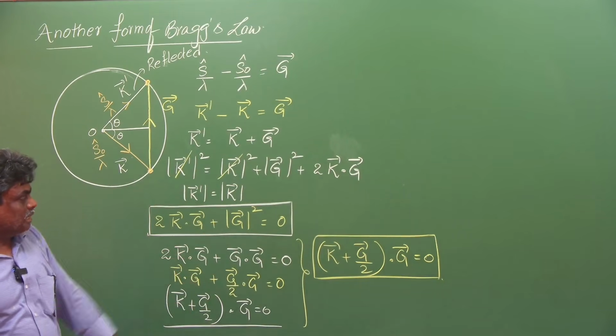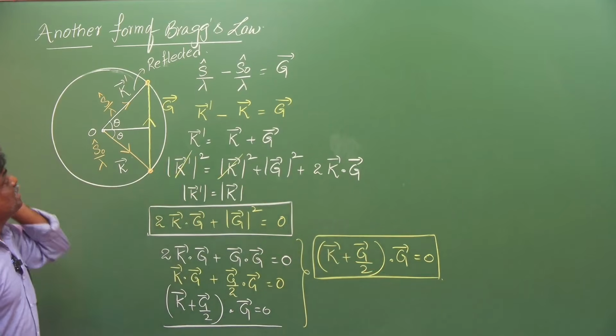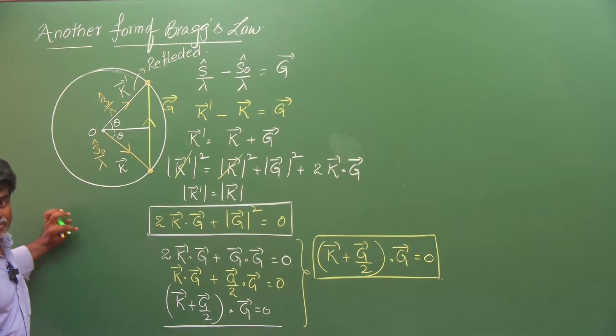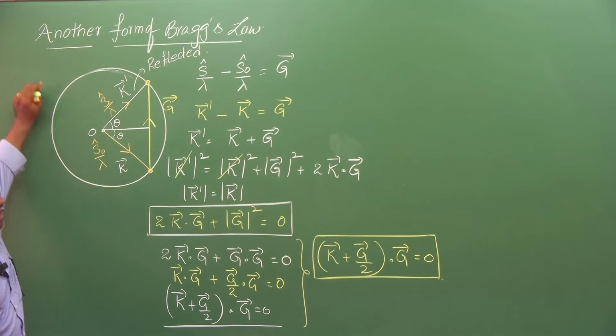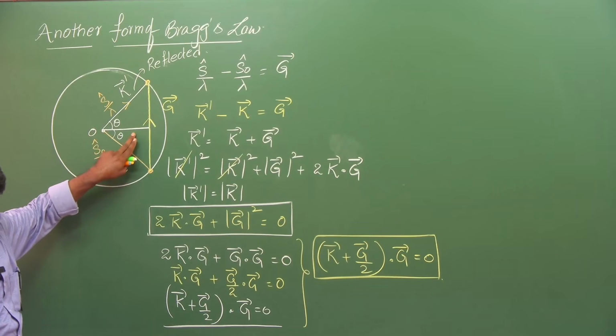So that's it. k bar plus G bar by 2 is perpendicular to G bar. Where is k bar? Where is k bar plus G bar by 2? This side, sure? Pakka?